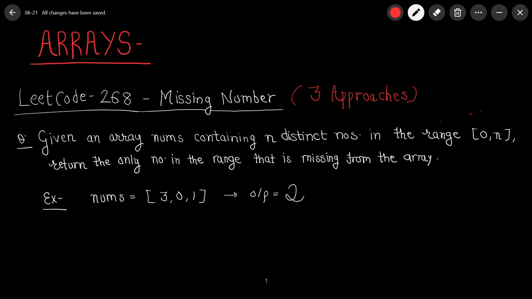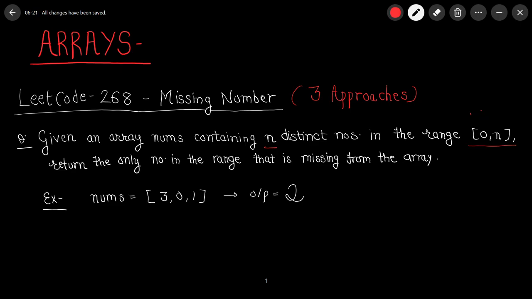It's LeetCode 268 called Missing Number. I would be discussing three approaches. Coming to the problem, it says that we are given an array nums containing n distinct numbers in the range 0 to n. We need to return the only number in the range that is missing from the array, right? So the problem is very simple.